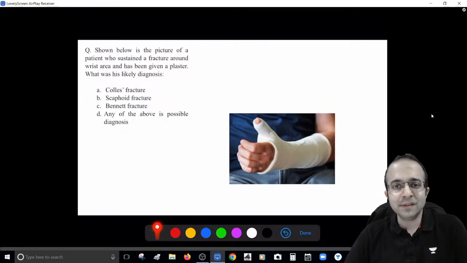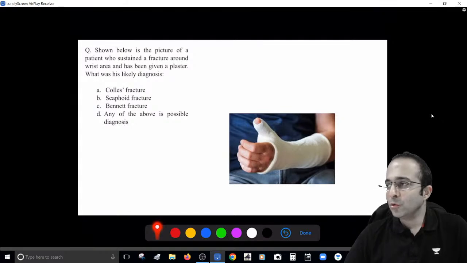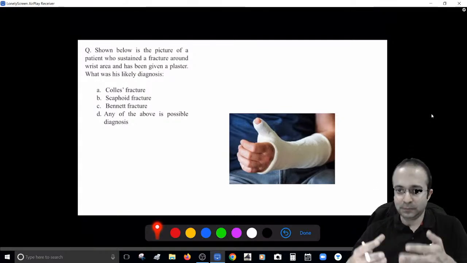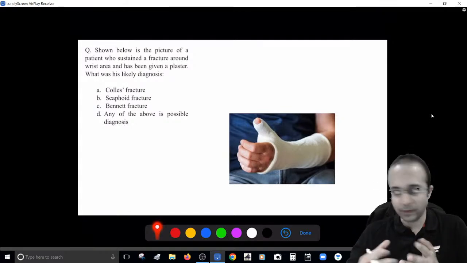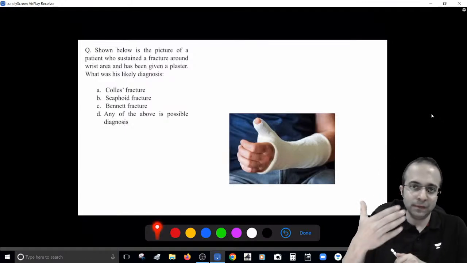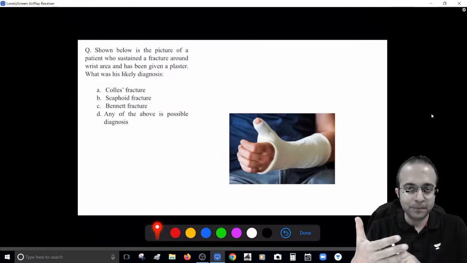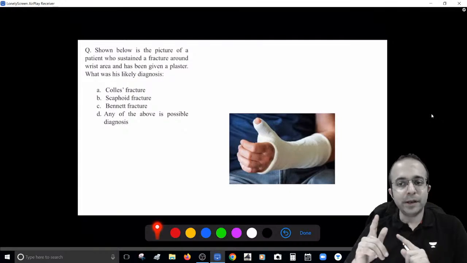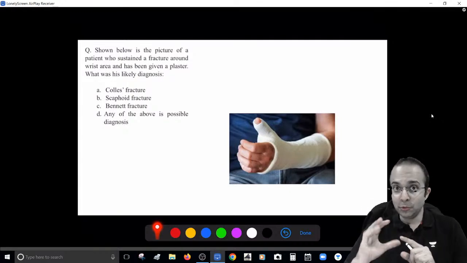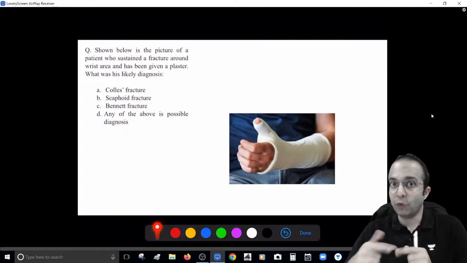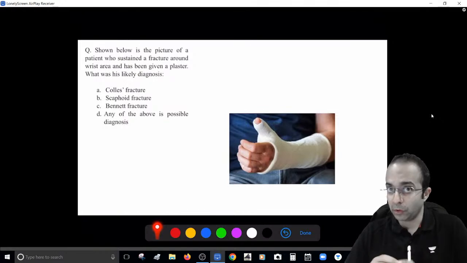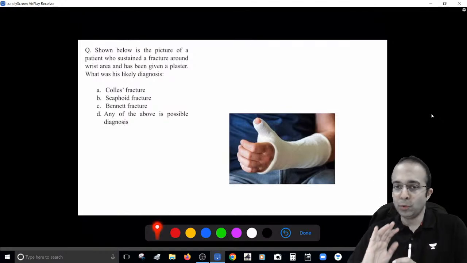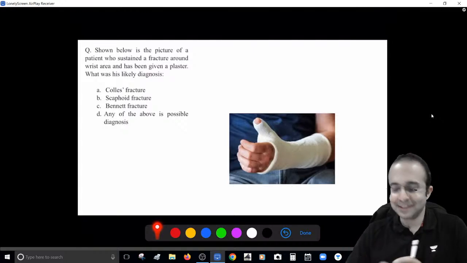Okay, so I'll just go ahead and share this very nice picture with you. There's a plaster shown in front of you. This gentleman in front of you is carrying some plaster. Now this is a very indirect kind of question, maybe where the examiner wants to check whether you've attended your clinics or not. He's shown you a picture and asked you, looking at this picture, please give me the diagnosis.